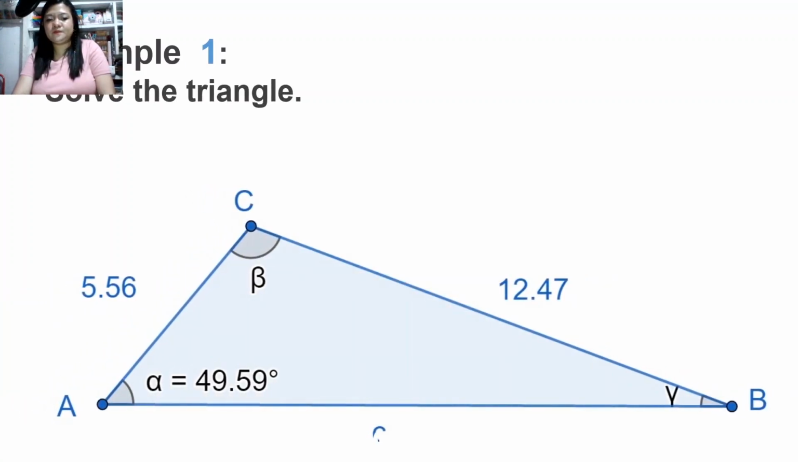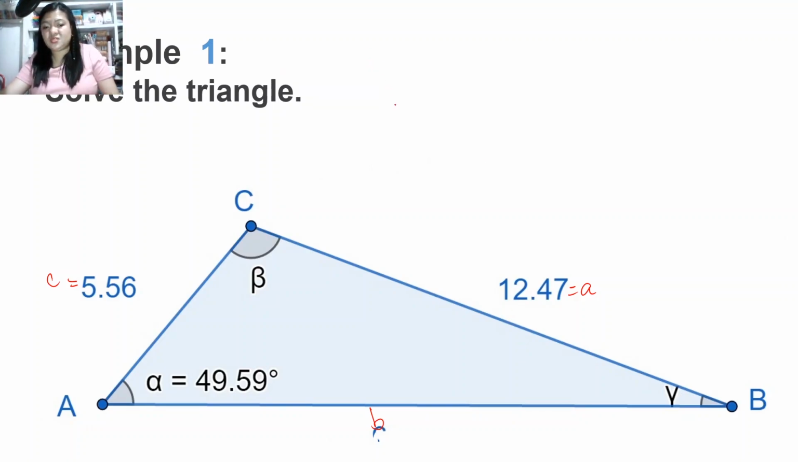Solve the triangle. So we have triangle ABC, whose side opposite gamma, we will name as C, measures 5.56. Then, since 12.47 is the side opposite alpha, let's name this as A. And this is the side opposite beta, so we will name this as B. Okay, so we need to look for side B, angle beta, and angle gamma. So let's get gamma first.